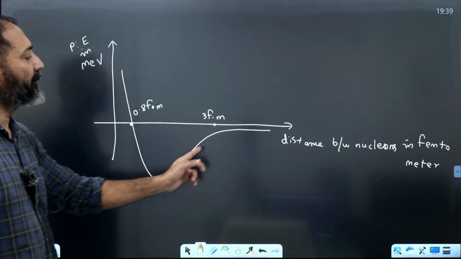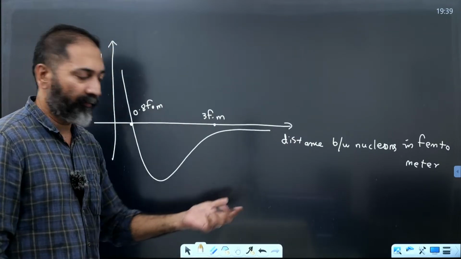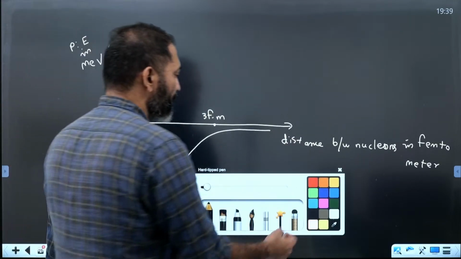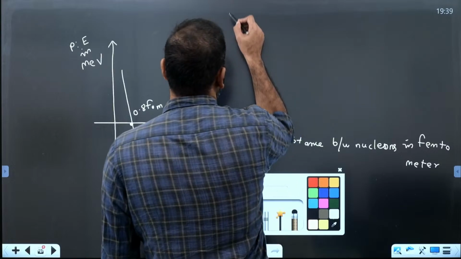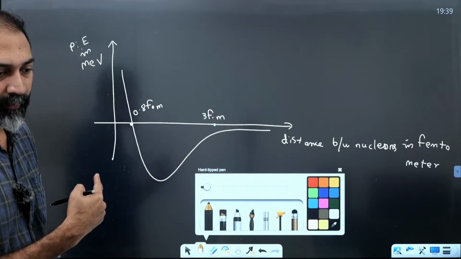This is 3 femtometer. This is 0.8 femtometer. What are the points to be understood from the graph? Let's see. This graph is not taken, right?